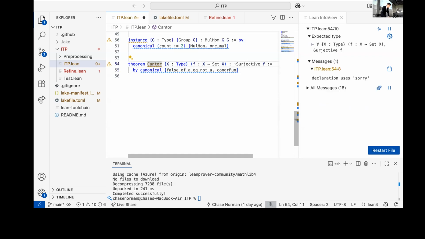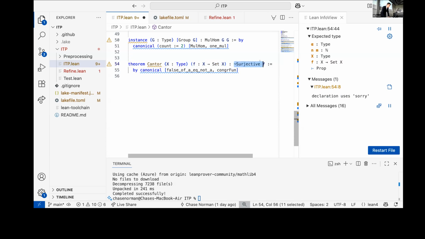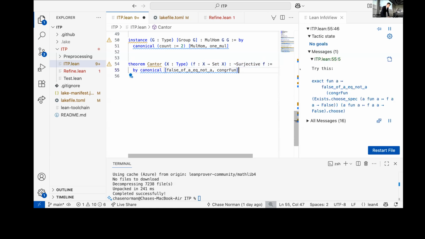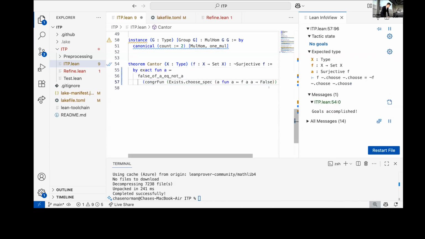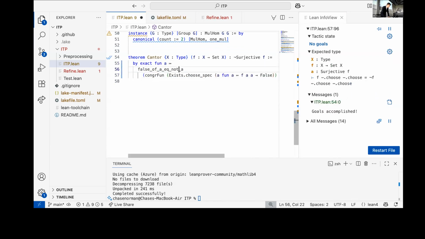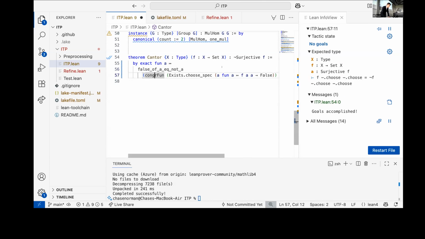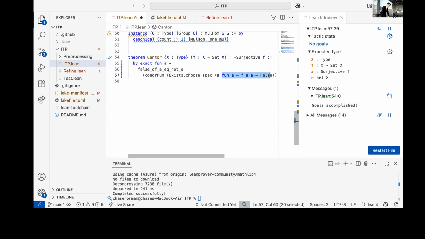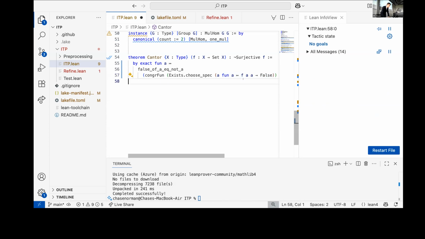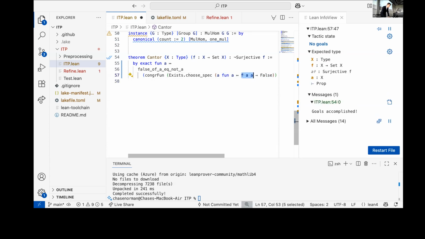And so we're trying to prove Cantor's theorem, which is the statement that if you have a function f from x to the power set of x, then f cannot be surjective. And so Canonical has provided this proof certificate here for us, so we can paste that into our file, which uses the premises that were given. And also, I want to highlight here this argument, which is actually the Cantor diagonal set. So here we have f a a, which is the diagonal, implies false. So this is a higher order argument that's supplied by Canonical, which is the construction of Cantor's diagonal set.